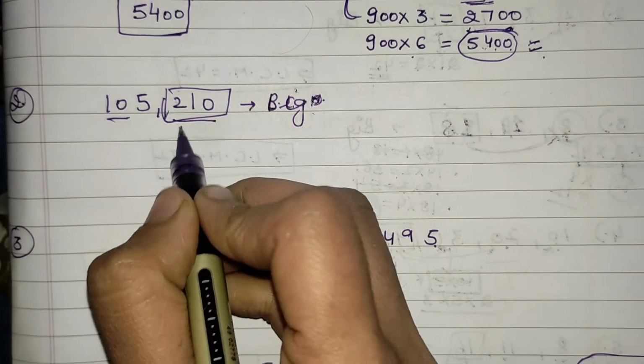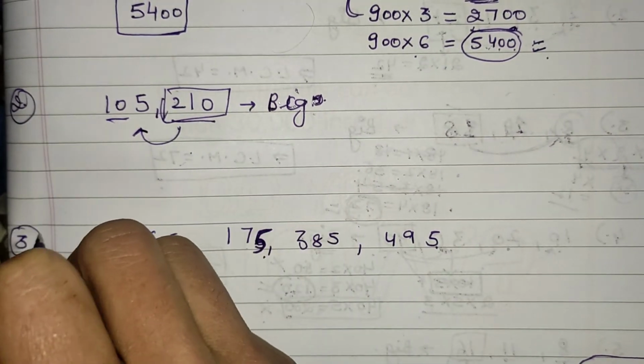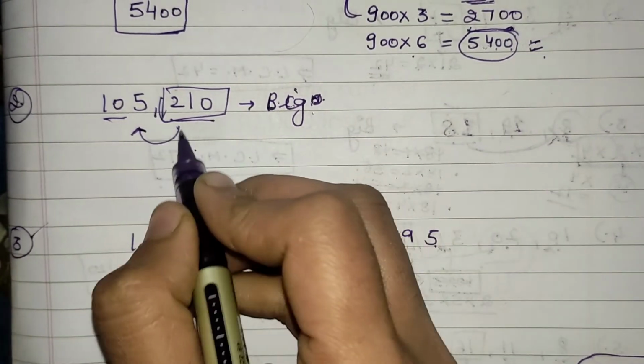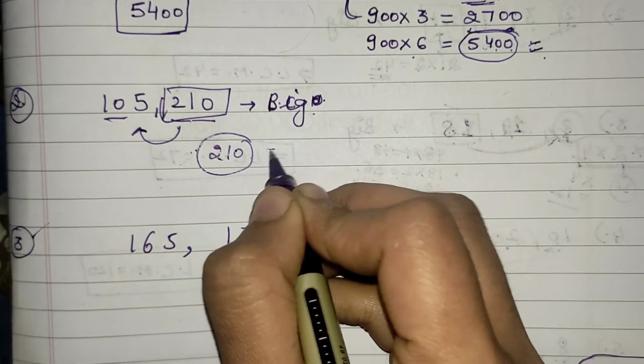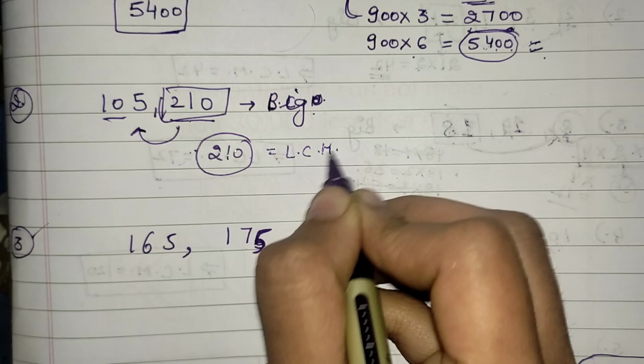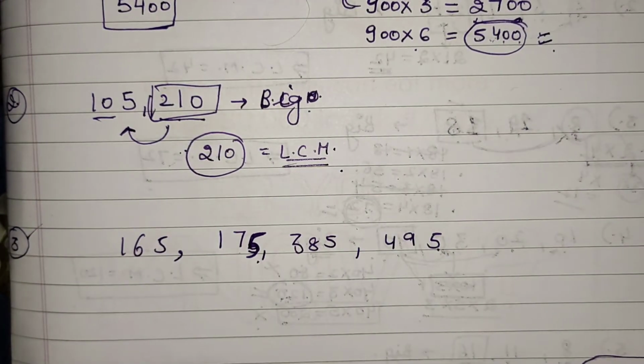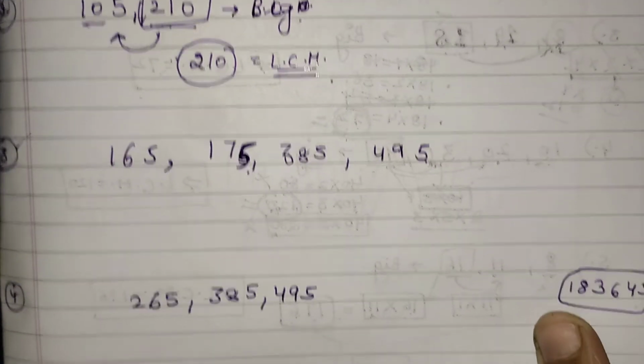Okay, so now 210 is divisible by 105. Yes, it is divisible. 210 is divisible by 210. Yes, so our LCM in this case is going to be 210. Okay, moving to the next question.